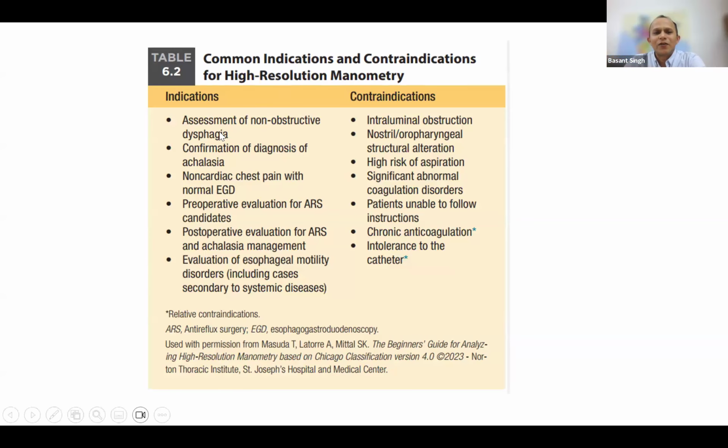These are the indications and contraindications for HRM. Generally we do it for evaluation in patients who have a diagnosis of motor disorder, but also important is that we have to do it before anti-reflux surgery. Before anti-reflux surgery, you have to see whether the esophagus body is contracting well or not, because if the body is severely compromised, you cannot do a complete fundoplication.